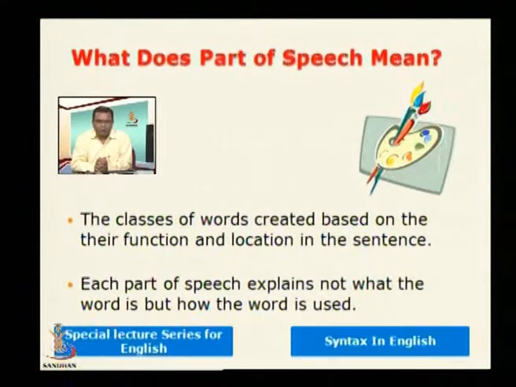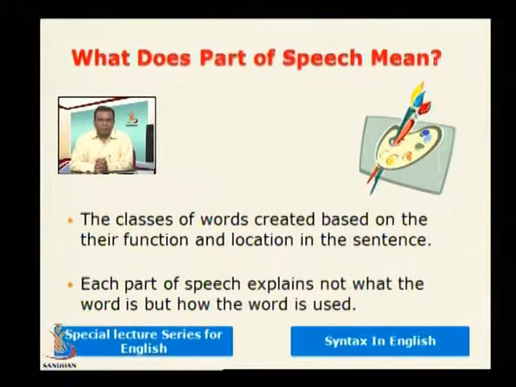No, not like that. You will be provided a structure in a coded language, and these codes will be the names of different classes of words, what we call parts of speech. What are parts of speech? The classes of words created based on their function and location in the sentence are called parts of speech. Each part of speech explains not only what the word is, but also how the word is used.